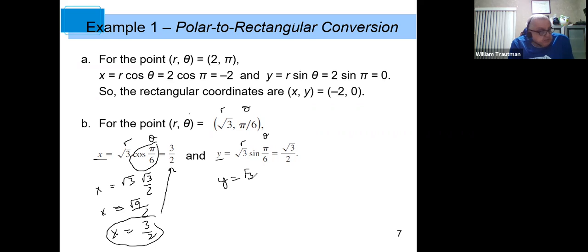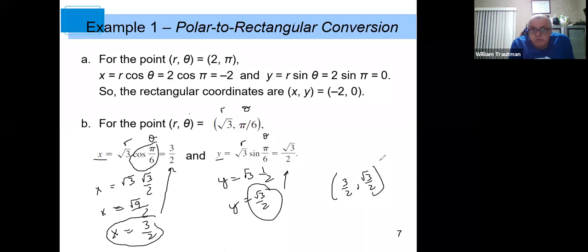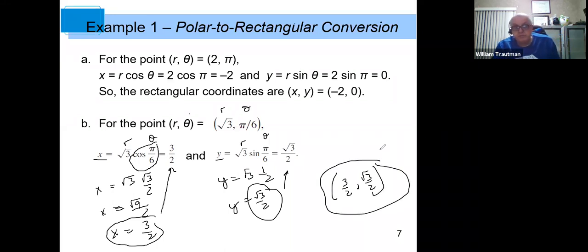Sine of pi over 6 on my unit circle is 1/2. Square root of 3 times 1/2 is square root of 3 over 2. So our coordinate is 3 over 2 for the x and square root of 3 over 2 for the y. All you're doing is plugging it in. It's really not that bad.